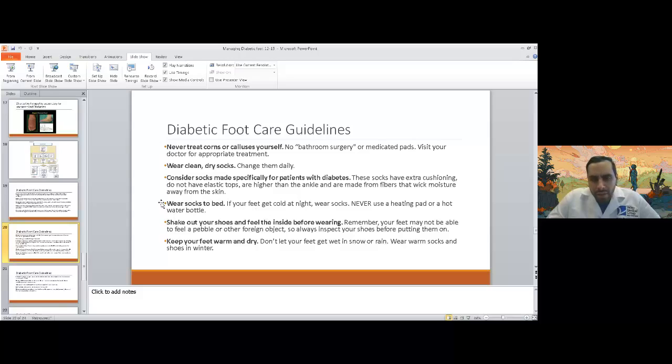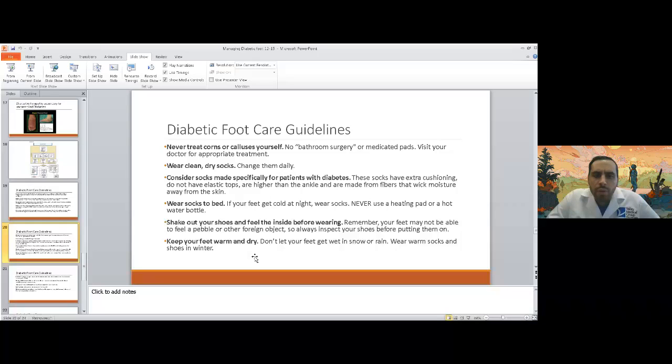That's probably better than wearing the socks, because if you wear socks and don't change them frequently, it can lead to athlete's foot. So, all right, shake out your shoes and feel inside before wearing them. Sometimes you can have a pebble or other objects in there, and if you can't feel them, the object just digs into your skin, causing wounds, and can get deeper and cause a serious infection.